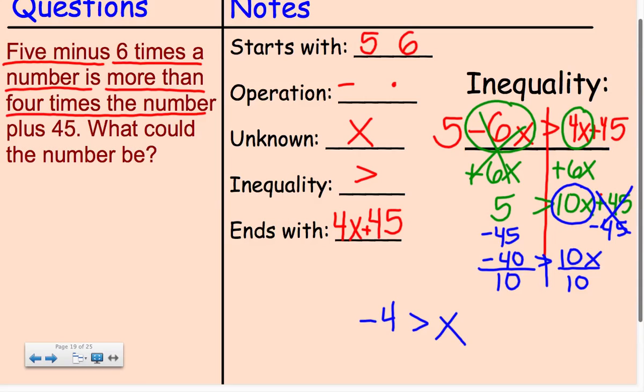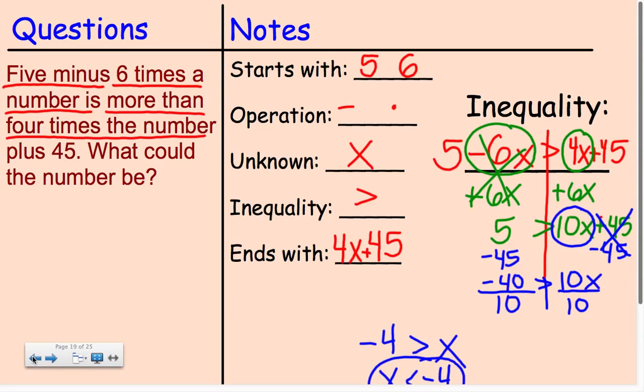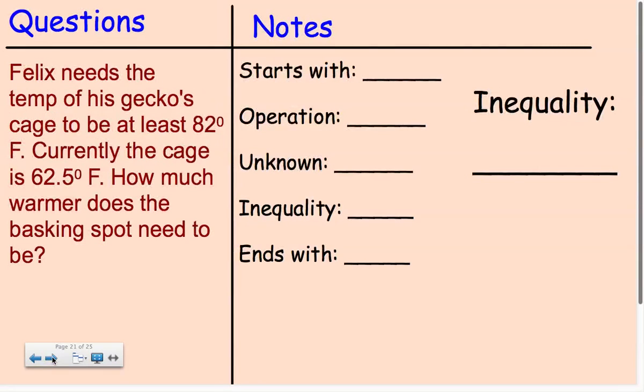Now, since the variable's on the right, I'm going to rewrite my x on the left. The Pac-Man mouth is opening to the negative 4, so the Pac-Man mouth has to open to negative 4. 5 minus 6 times the number is more than 4 times the number plus 45. Is that the same problem as the last one? Yes, it is. So we're going to skip that one and go to the next one.